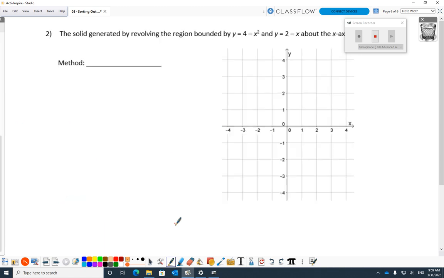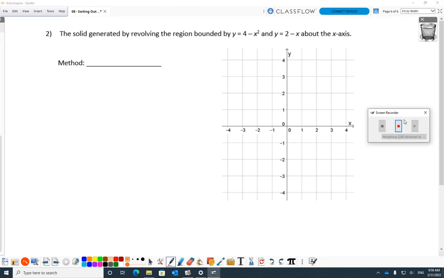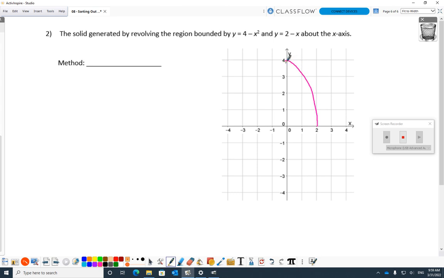Last one. Our job is to decide, not do the integral. Decide and set up the integral. The solid generator will be revolving the region 4 minus x squared. How do you know this is 4 minus x squared?